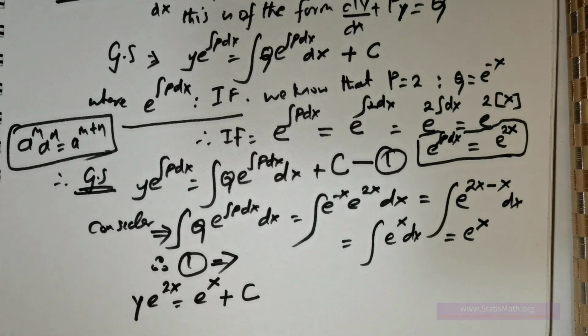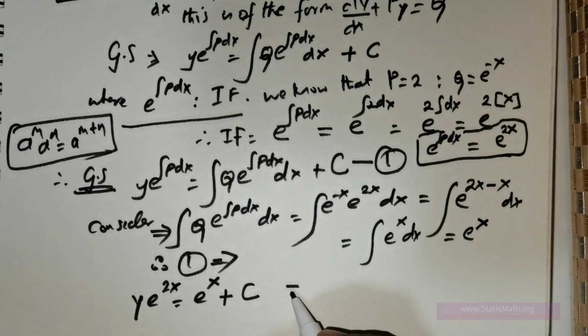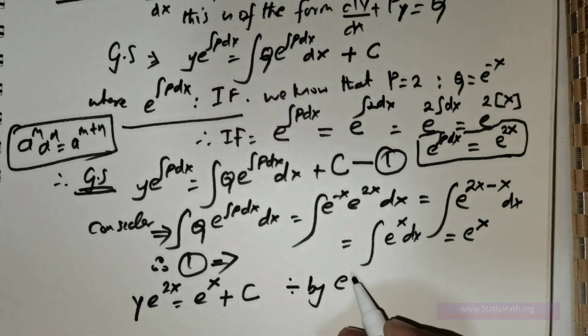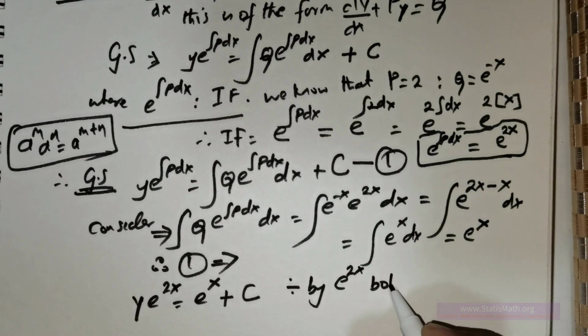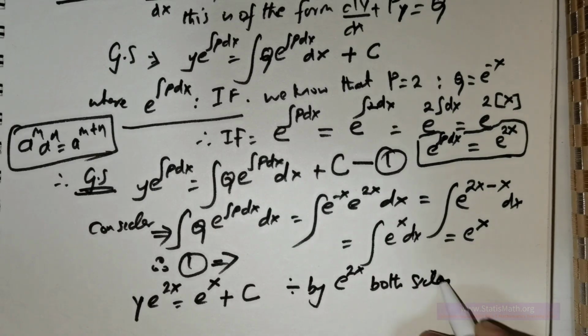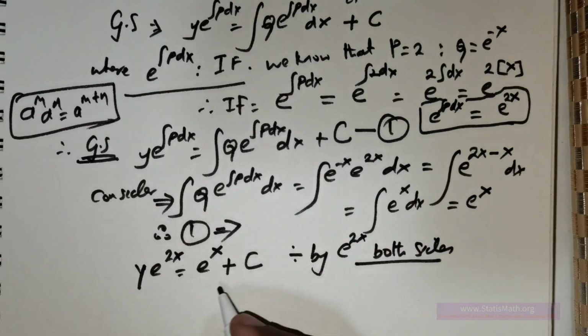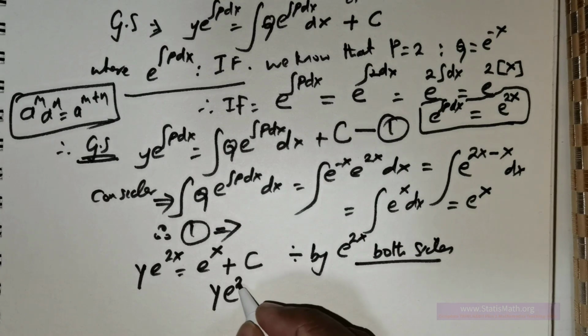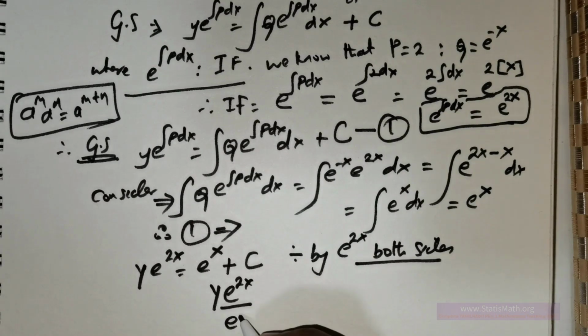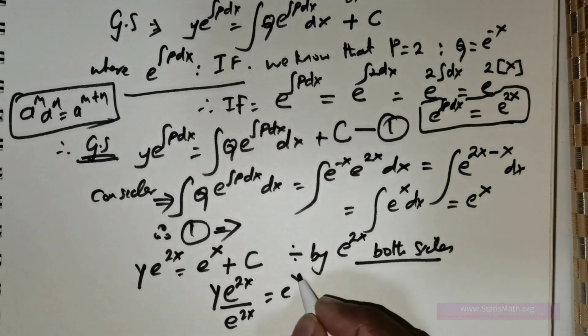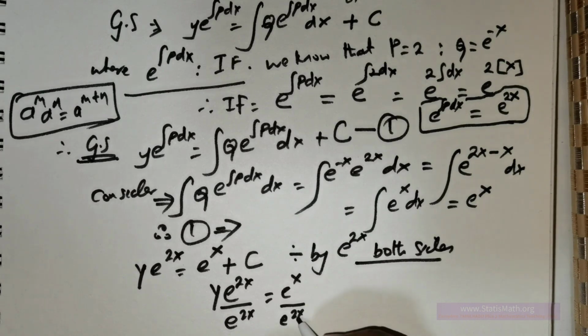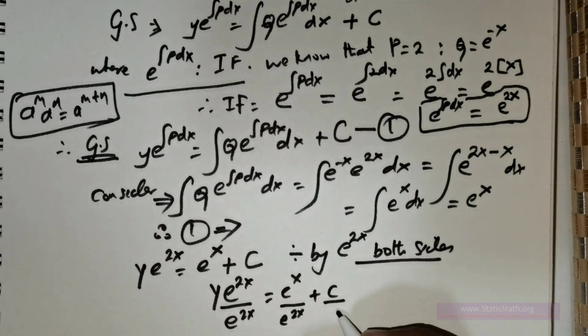So this is the solution. If you want, you can remove the quantity e^(2x). For that, you divide by e^(2x) on both sides. When you do that, you get y·e^(2x)/e^(2x) = e^x/e^(2x) + c/e^(2x).